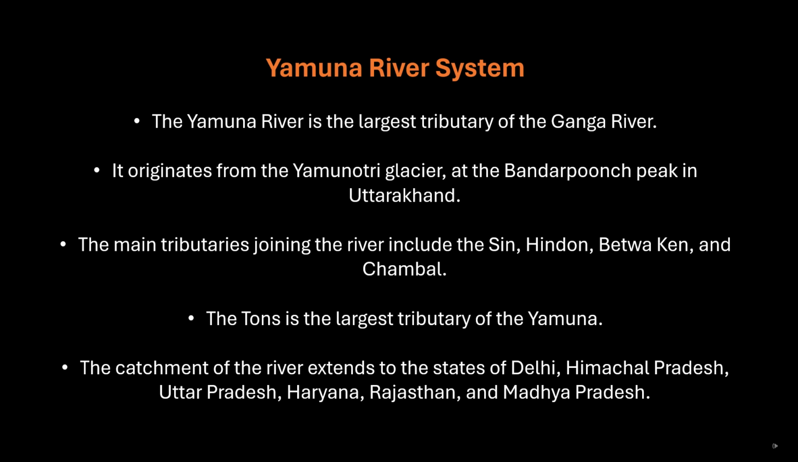The Yamuna River is the largest tributary of the Ganga River. It originates from the Yamunotri Glacier, at the Bandarpunch Peak in Uttarakhand. The main tributaries joining the river include the Sindh, Hindon, Betwa, Ken, and Chambal. The Tons is the largest tributary of the Yamuna. The catchment of the river extends to the states of Delhi, Himachal Pradesh, Uttar Pradesh, Haryana, Rajasthan, and Madhya Pradesh.